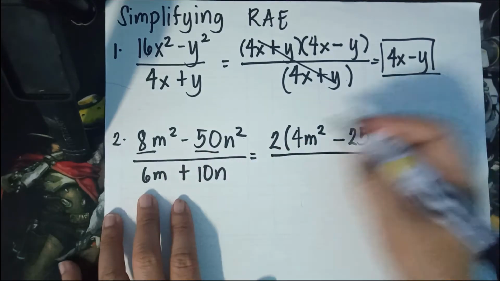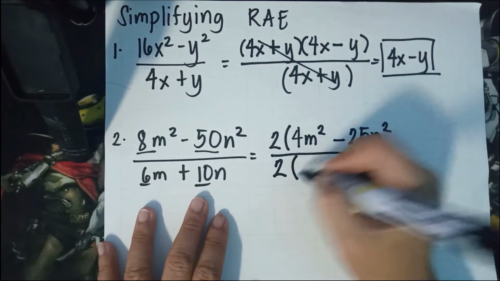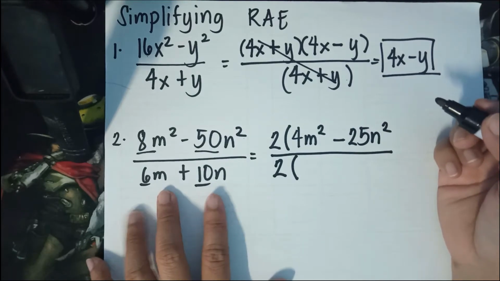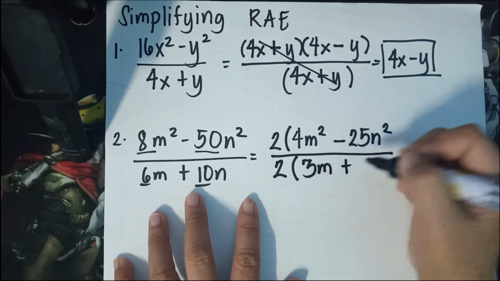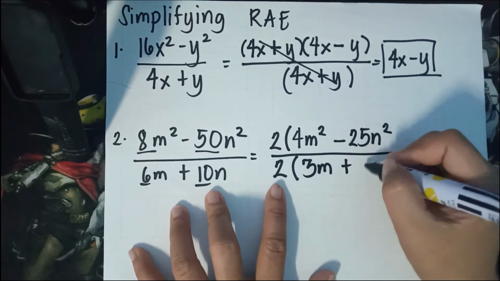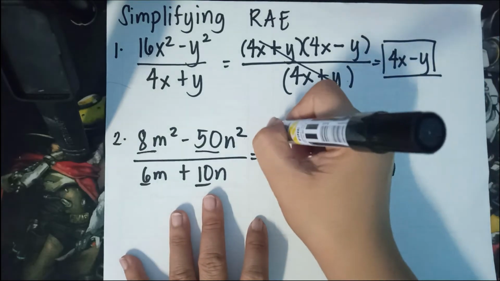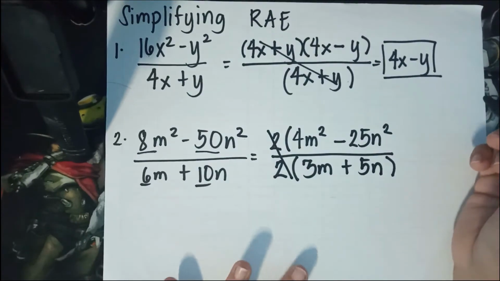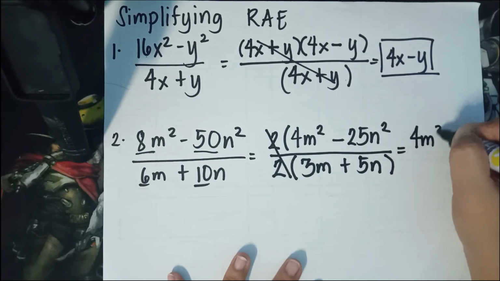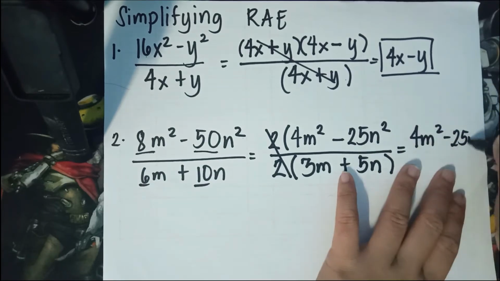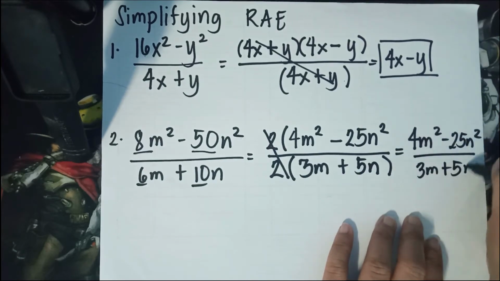over. Common between 6 and 10 is, of course, still 2. And divide 6m divided by 2, that is 3m, plus 10n divided by 2, that is 5n. Next, we can cancel out 2 because they are both monomial. Next, we have 4m squared minus 25n squared over 3m plus 5n.